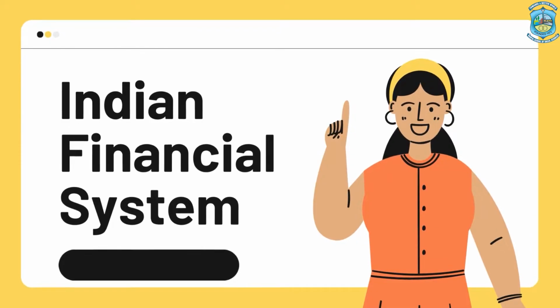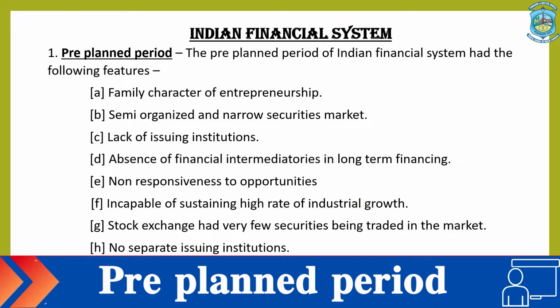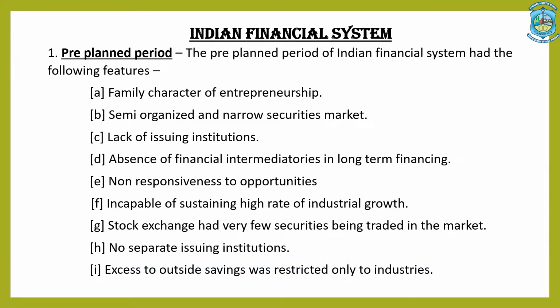Then we come to the Indian financial system, and the first one is the pre-planned period. What were the characteristics of the Indian financial system during the pre-planned period? We have noted down the characteristics. In the pre-planned period, there was a family character of entrepreneurship, more of family business. There was a semi-organized and narrow securities market; the security market as we see it today was not developed. Then there was a lack of issuing institutions; not many institutions were there for issuing securities.